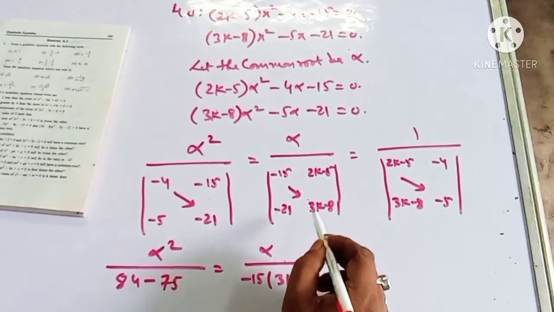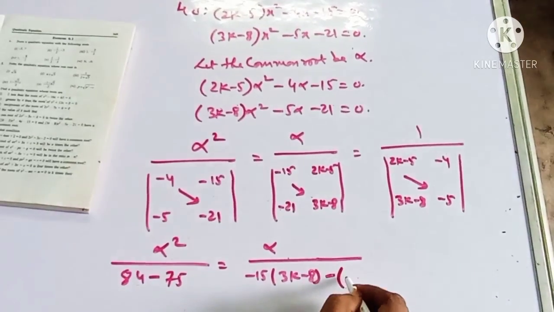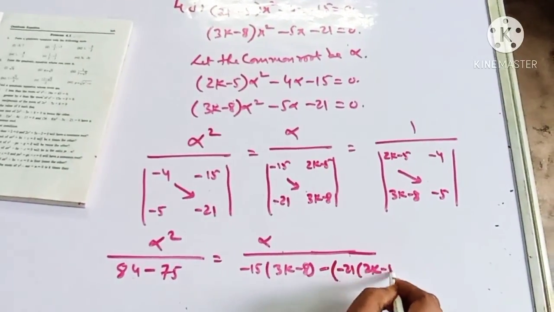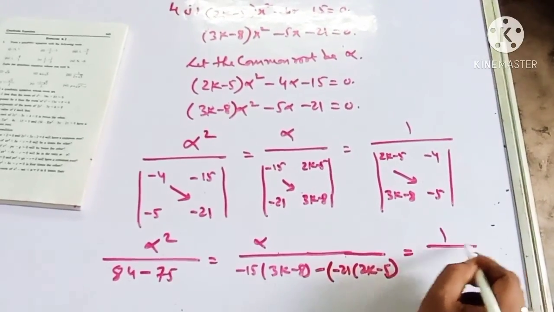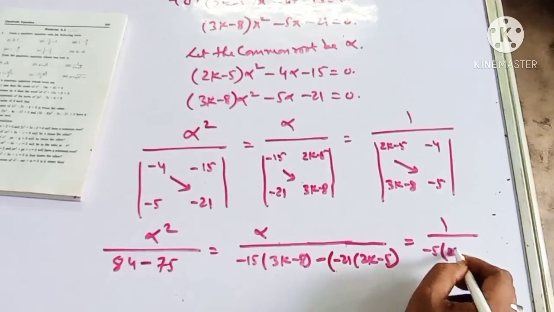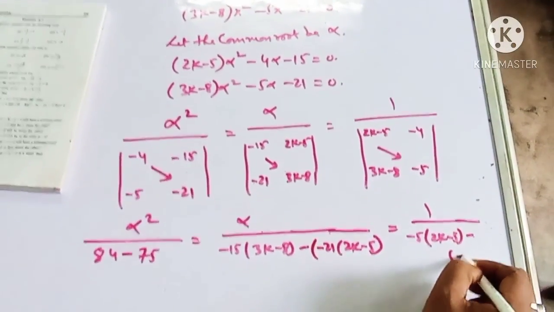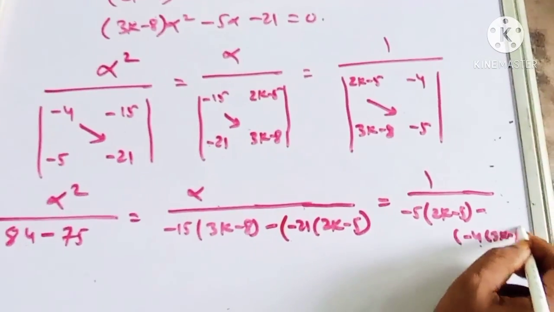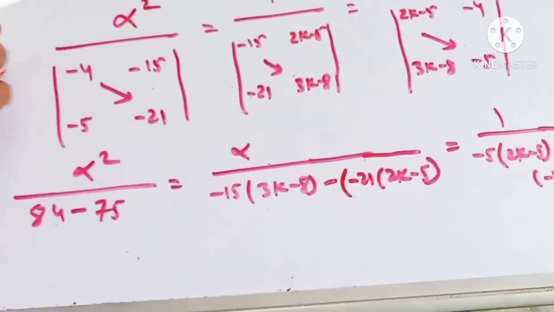3k minus 8 minus, and this minus minus 21 into 2k minus 5, and here 1 minus 5, 2k minus 5 minus minus 4, 3k minus 8, 3k minus 8. Now see what will happen here.